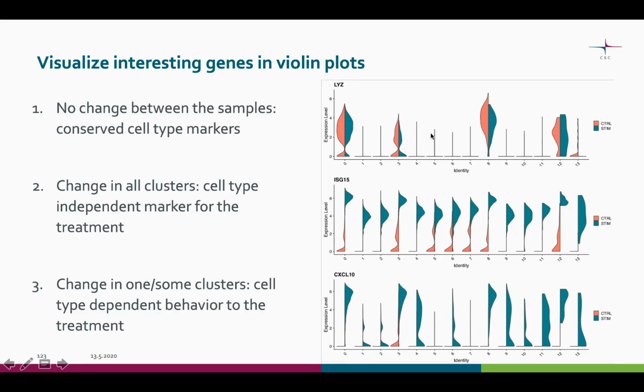Conserved markers show somewhat similar expression in both samples. This gene here is affected by the treatment regardless of the cell type, so we see strong difference between the samples. In the last plot, we can see that some clusters or cell types are reacting to the treatment, and others are not.